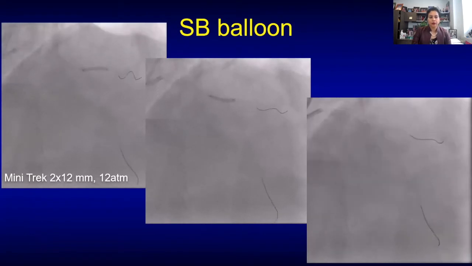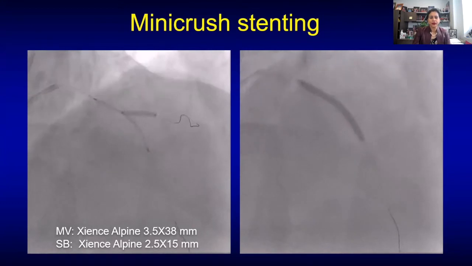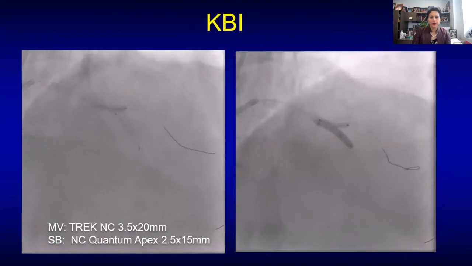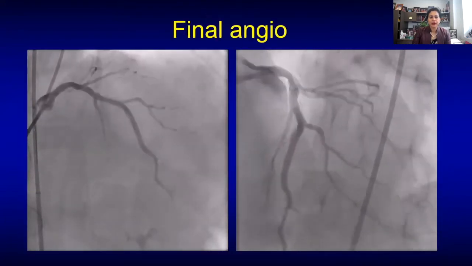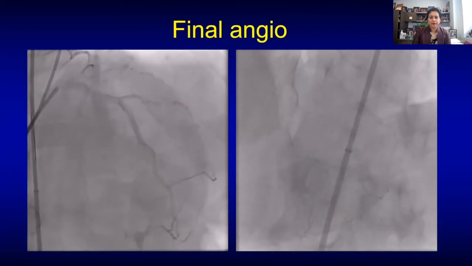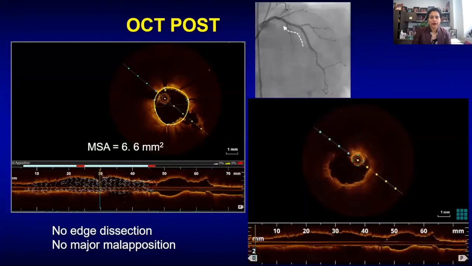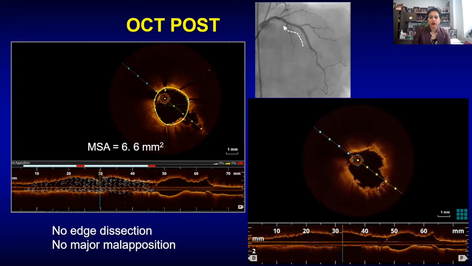So with the 2.2 balloon, we dilated the side branch, and then also we dilated the main branch. Since the side branch had disease and was moderate size, we decided to go with a dedicated two-stent technique. We used a mini crush stenting technique where a Zion 3.5x38 was used in the main vessel, and a Zion 2.5x15 millimeter was used in the side branch. Final kissing balloon. And this is the final angiogram, which shows excellent result with a good flow. This is the final OCT, which shows no edge dissection, as well as good apposition of the stent in the main vessel.